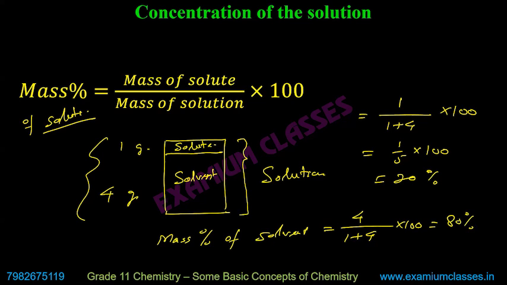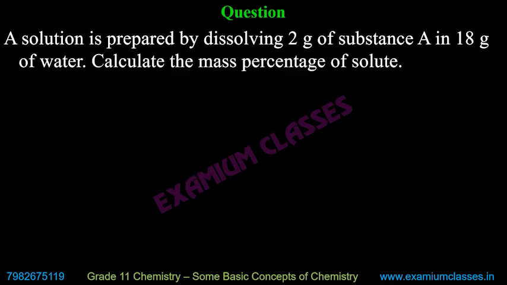I hope that this is very easy because you have been doing these types of problems in maths from your 7th, 8th grades. Should not be any problem, right? So the question is, a solution is prepared by dissolving 2 grams of substance A in 18 grams of water. Calculate the mass percent of solute. Just don't tell me the answer. Write the answer in the chat box. I want to check whether you got the idea or not.